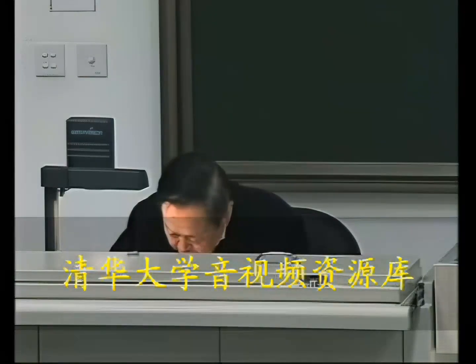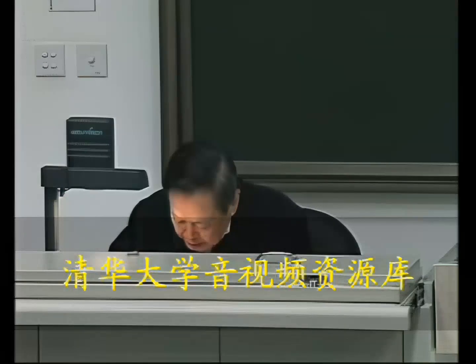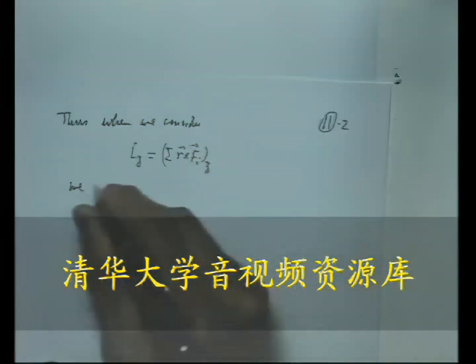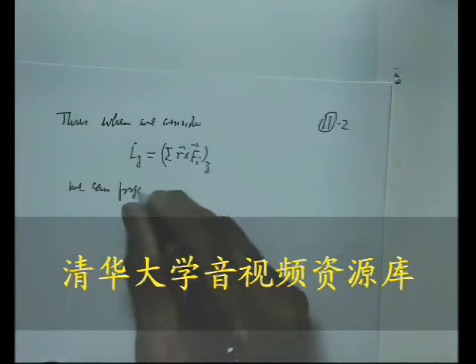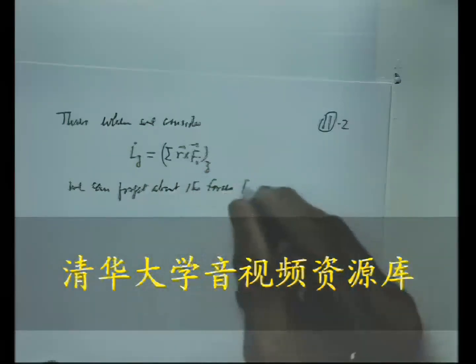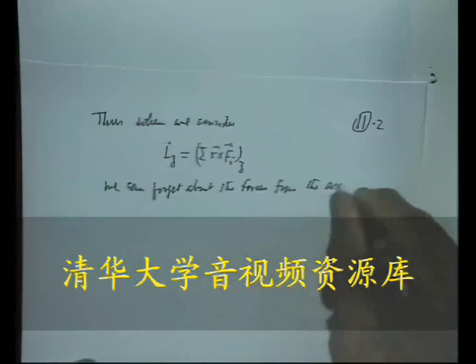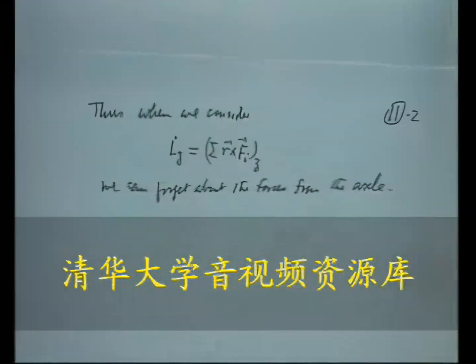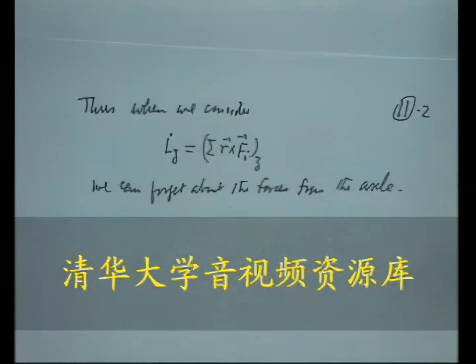Thus, when we consider Lz dot equal to the summation of R cross F, the z component, we can forget about the forces from the axle. So this simplifies the problem.